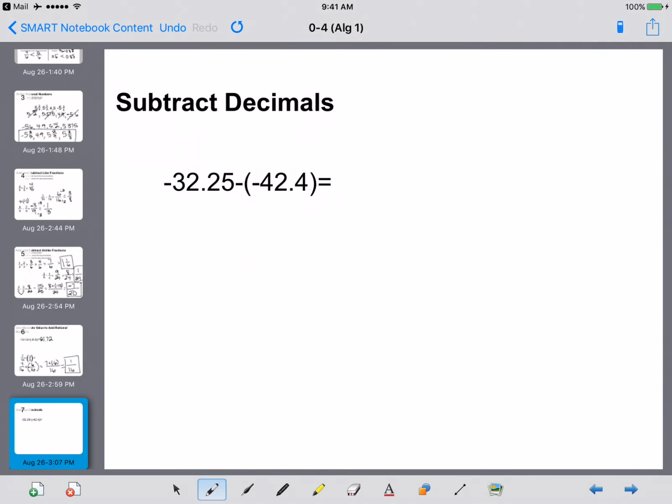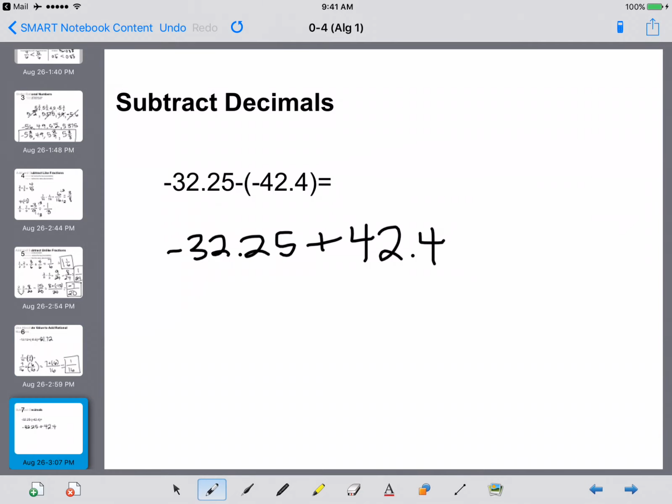And finally, subtracting our decimals. A negative, or minus a negative, do you remember that? Minus a negative equals a positive. So this is telling us negative 32.25 minus negative, that means plus 42.4.